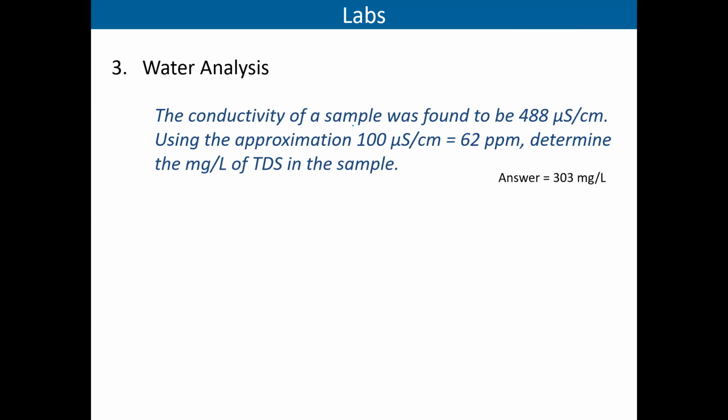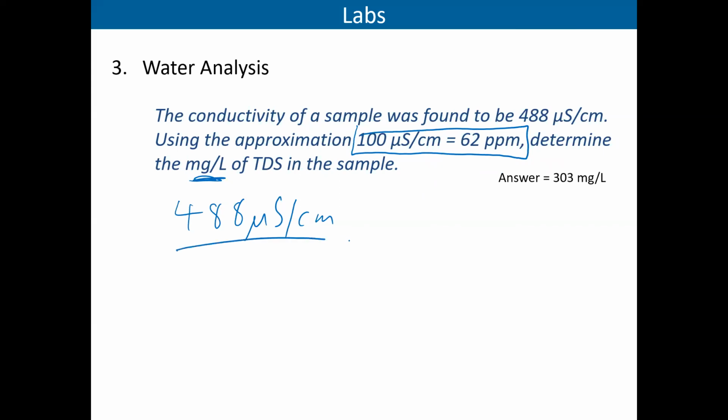So this one is saying that 100 microsiemens per centimeter is 62 parts per million. And so we're just converting to parts per million or milligrams per liter. The way that I do this one is a cross multiplication kind of thing, right? So I have 488 microsiemens per centimeter, and my conversion is 100 microsiemens per centimeter. And I'm calculating for X, which is my parts per million.